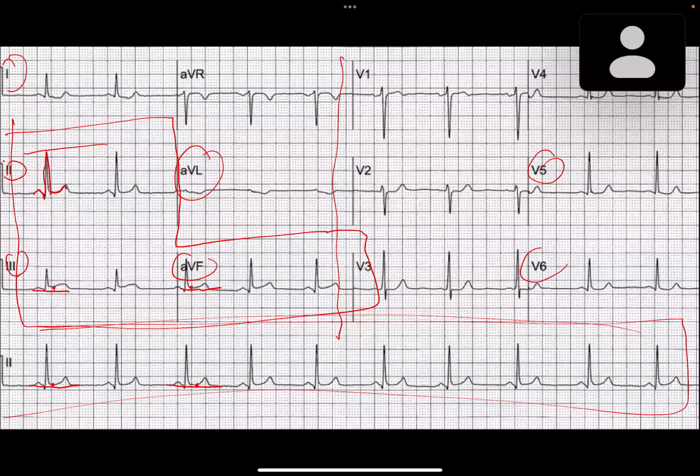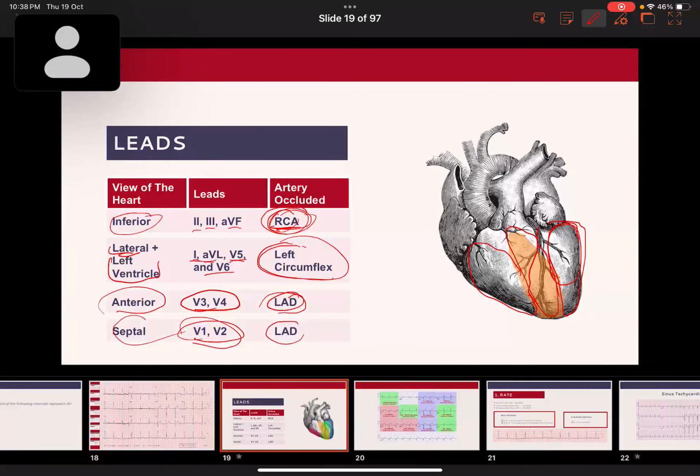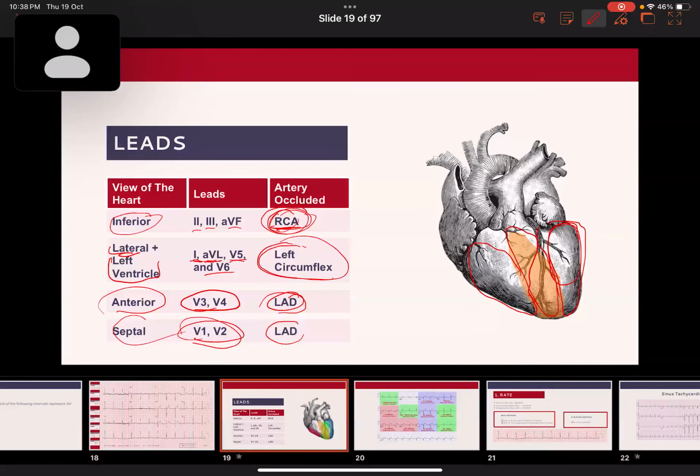And that would help you guys remember this. So if it was lead 1, AVL, V5, and V6, that would be the lateral side of the heart, or you could call it a lateral MI. And the artery that's affected is the left circumflex, okay?